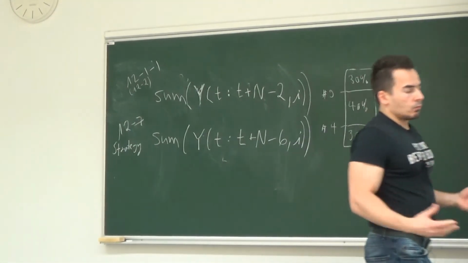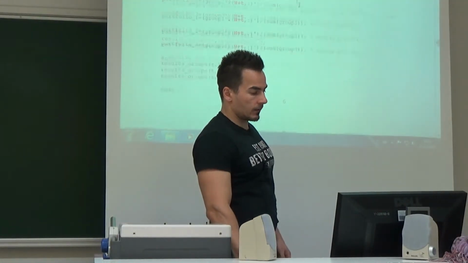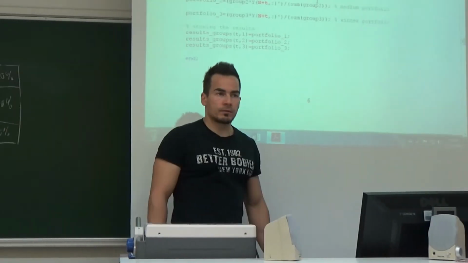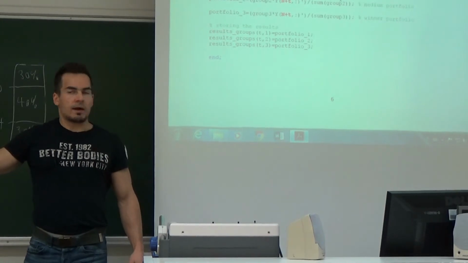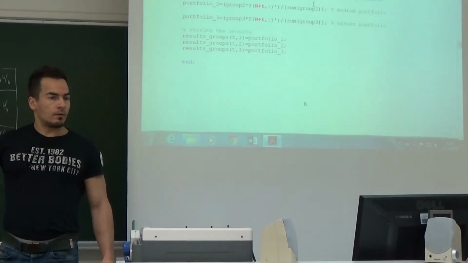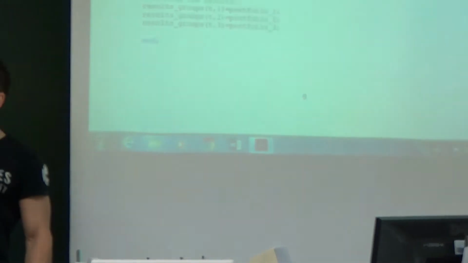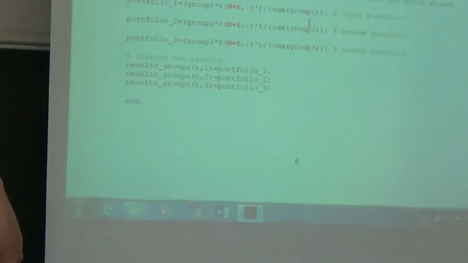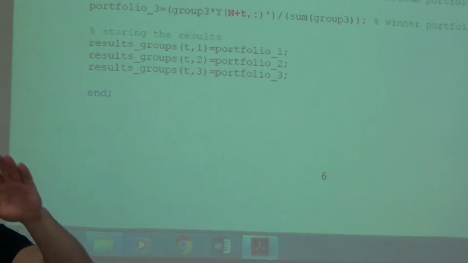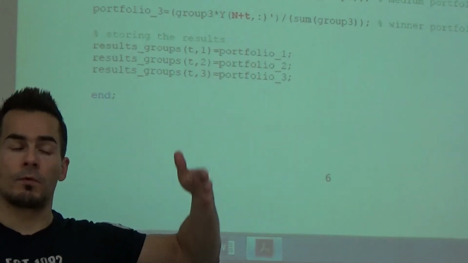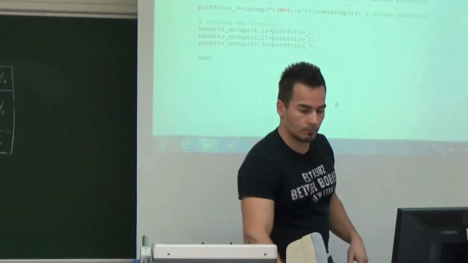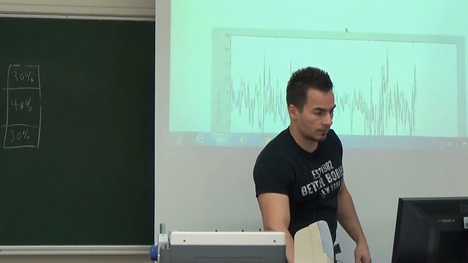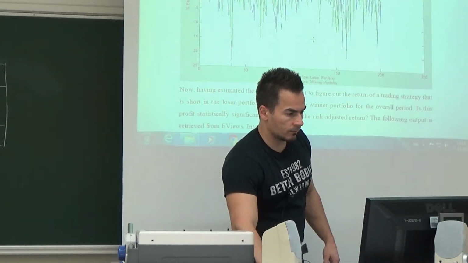So now, of course, what you can then do is you have this results_group matrix. In the first column of this matrix, you have the return path of the loser portfolio, and in the third column of that matrix, you have the return evolution of the winner portfolio, given the forecast period, which is capital T minus n. So this is what you can do.